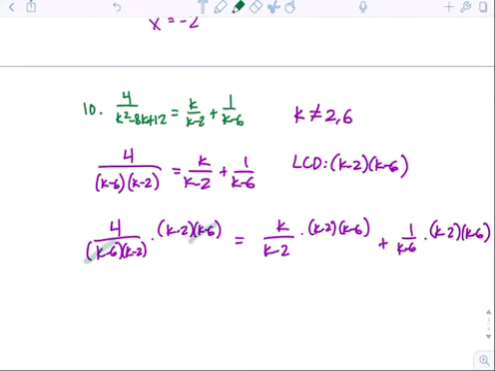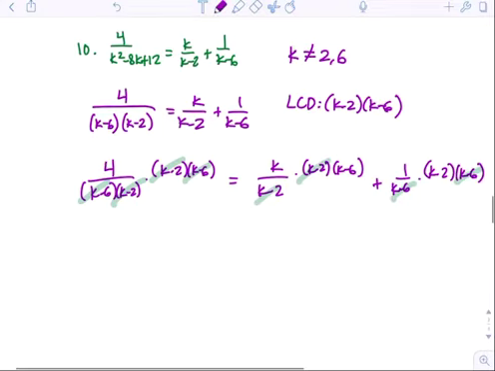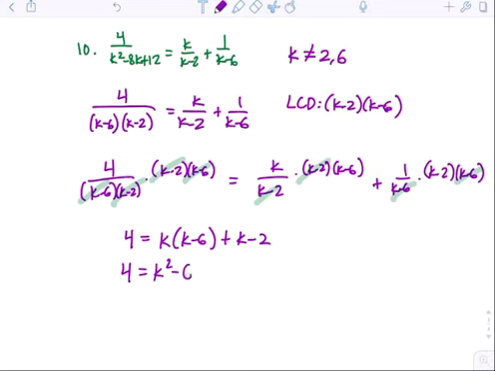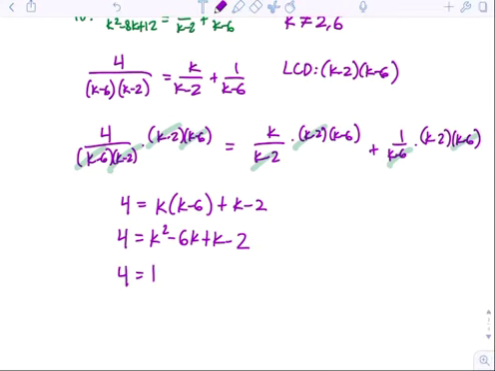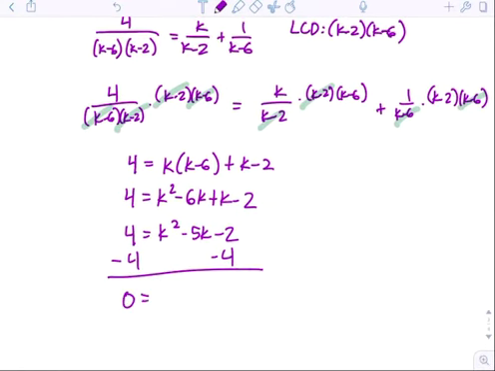So I see these k minus 6 cancel and these k minus 2 cancel. For this one I see my k minus 2 cancels, and for this one I see my k minus 6's cancel. So all we're left with is 4 is equal to k times k minus 6 plus k minus 2. Now we're going to distribute, so k squared minus 6k plus k minus 2. 4 is equal to k squared minus 5k minus 2. Subtract both sides by 4. 0 is equal to k squared minus 5k minus 6.